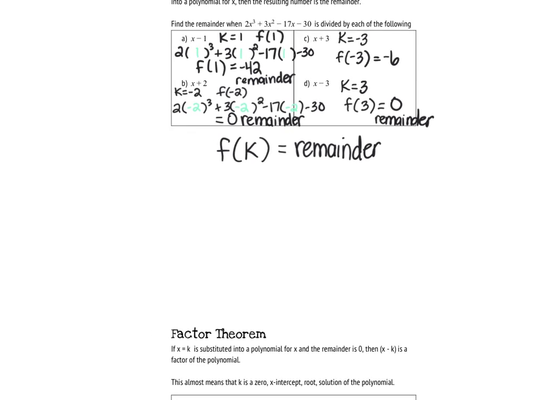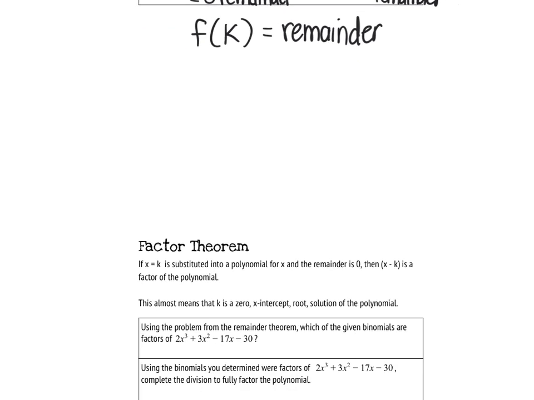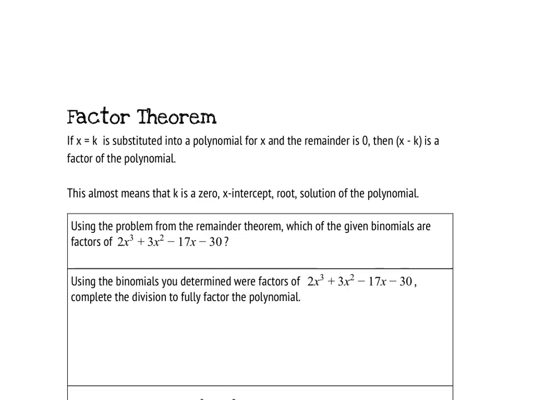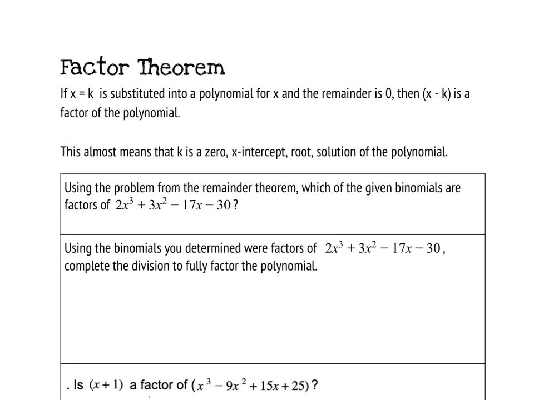Now, what we're going to do in the next section is talk about why we need to do this. What does it mean when my remainder is equal to 0? Well, that comes to the point where we talk about the factor theorem. So the factor theorem says that if I have a k value and I substitute that k value in and it results in a 0, then x minus k is a factor of that polynomial.